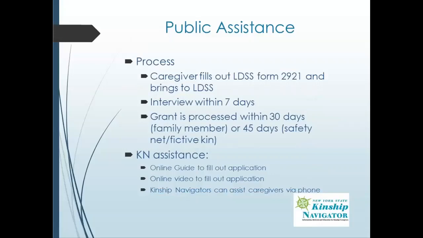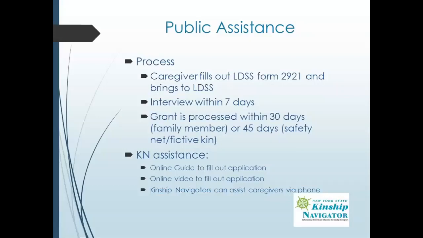So the process for public assistance is that the caregiver fills out the Department of Social Services Form 2921 and brings it to the local Department of Social Services. They have an initial interview within the first 7 days, and the grant is processed within 30 days if you're a family member, and within 45 days if you are not a family member, if you are a fictive kin or, in essence, a family friend. And that's simply because the money comes from a different pot.